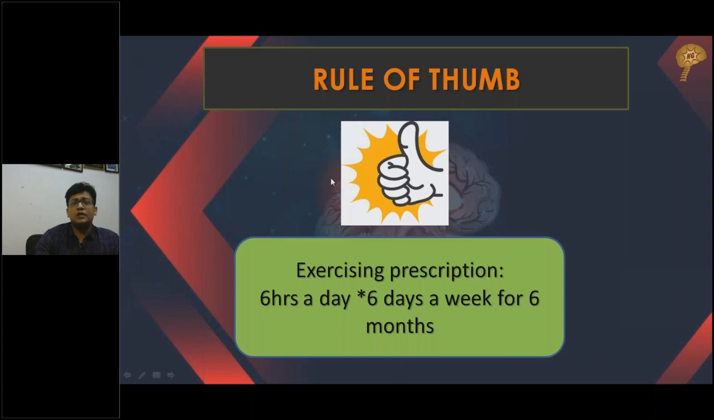So for exercise, what is your rule of thumb? The rule of thumb is exercise you should do 6 hours a day, 6 days a week for 6 months. So after stem cell, we prescribe exercise prescription as 6 hours a day, 6 days a week for 6 months. So this much amount of vigorous rehabilitation is necessary to get the stem cell working.